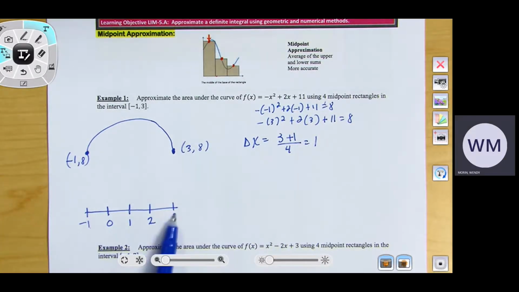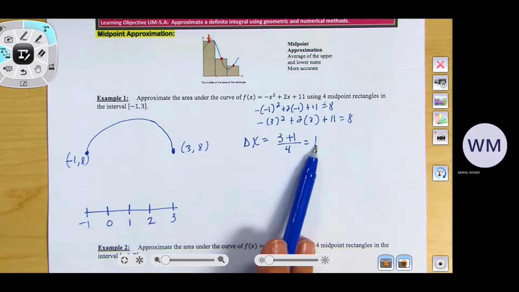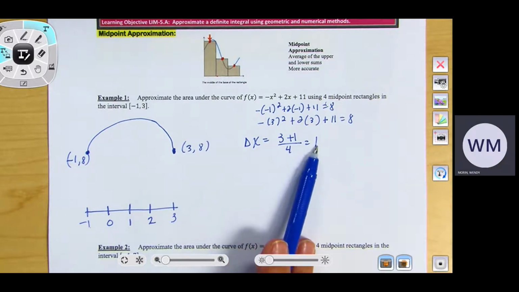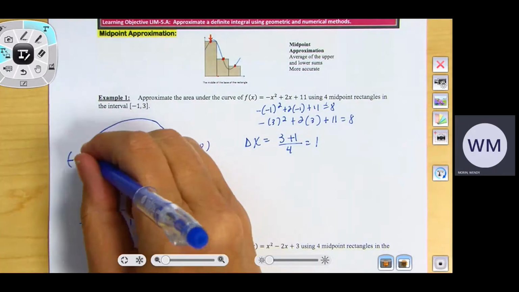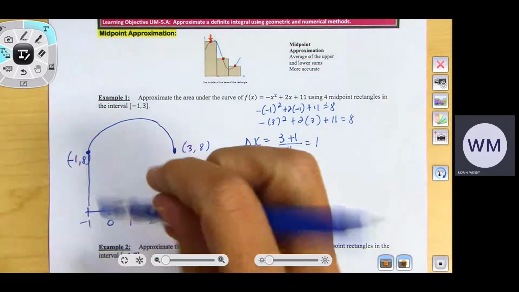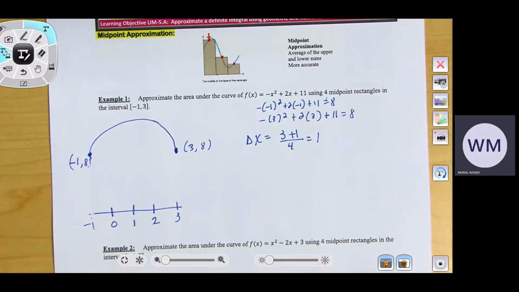So by using a little bit of common sense on how to divide them up equally, we came up with intervals that are 1. Using this formula, we came up with intervals that are 1. Okay, so the width of each of your rectangles, let me use a different color here, is going to be 1.